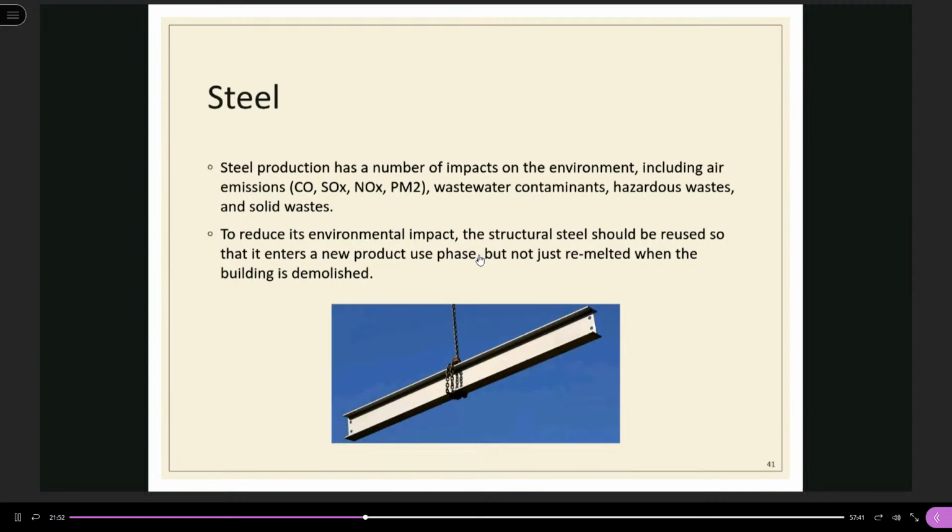So to reduce its environmental impact, the structural steel should be reused so that it enters a new product use phase, and not just remelted when the building is demolished.